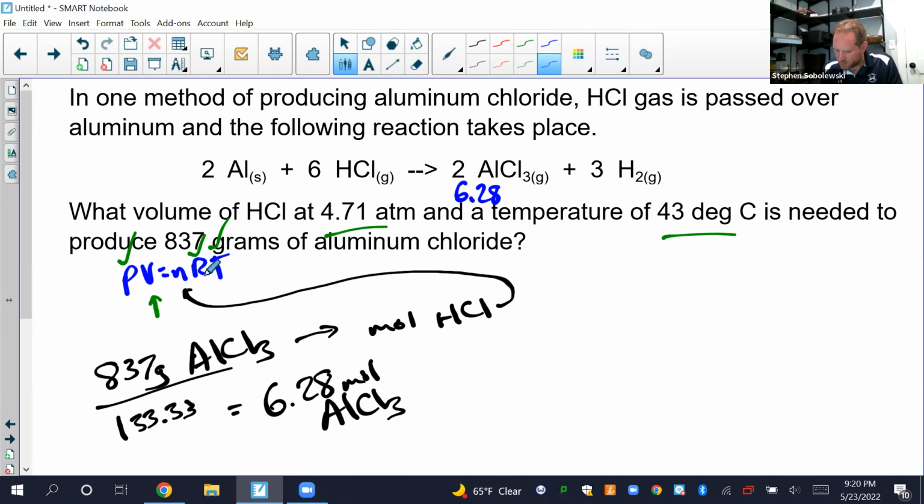Make sure we did that correctly. Yeah. I feel like that G shouldn't be a G. I think I typoed that. It's probably solid. Anyway, so that's our moles.